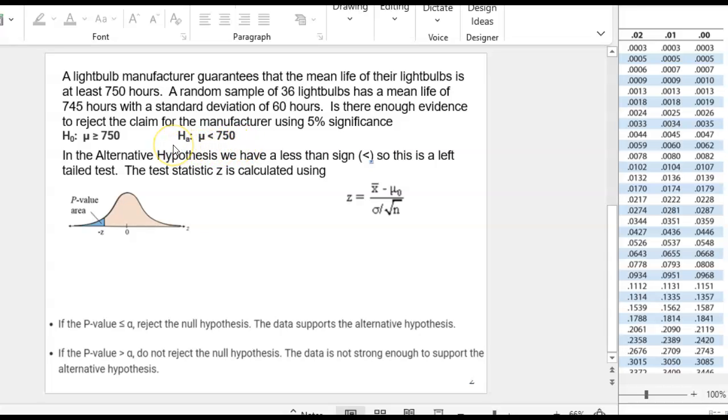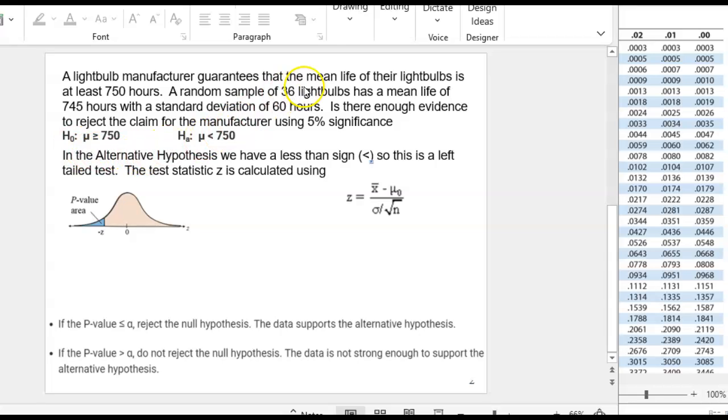So the first thing to do when we are going to do one of these hypothesis tests is to write our null hypothesis and our alternative hypothesis. Represented here is H sub 0, which is our null hypothesis, and H sub A, which is our alternative hypothesis. The important thing to remember is that that equal sign always has to be with the null hypothesis.